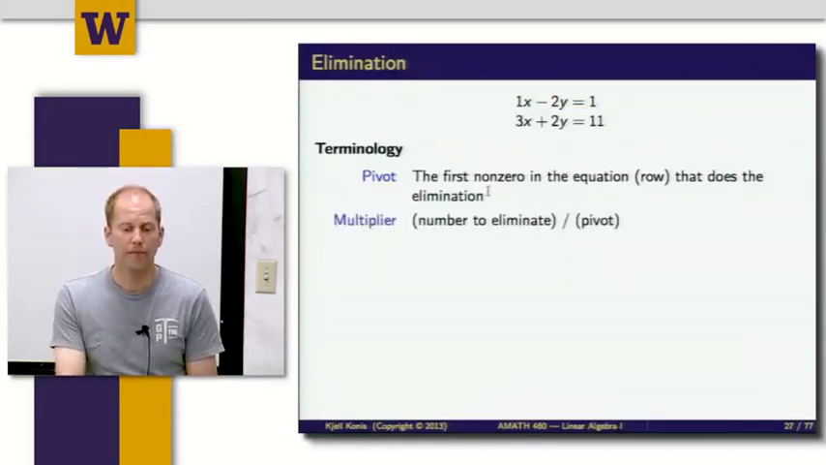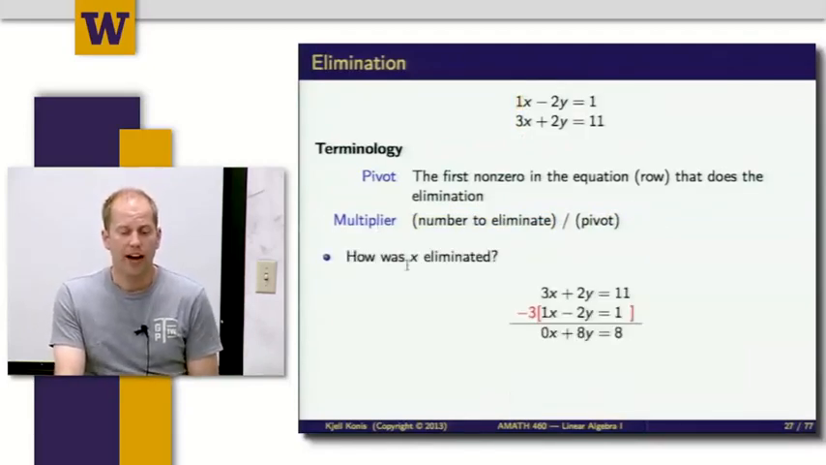And then I'm going to use that pivot to work out a multiplier. So I want to eliminate a number. If I want this equation to no longer depend on x, then the number I want to eliminate is 3. And my multiplier is just going to be this number that I want to eliminate, divided by the pivot. So in this case, my multiplier would be 3 that I want to eliminate, divided by 1, which is 3.